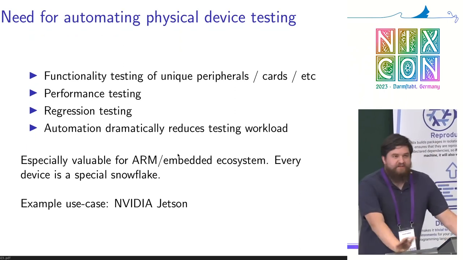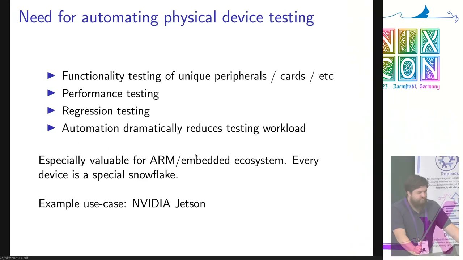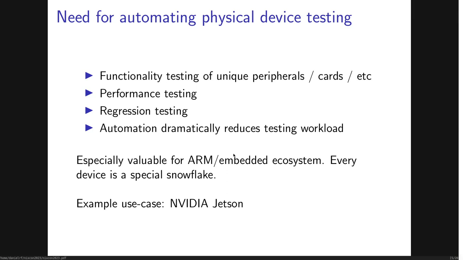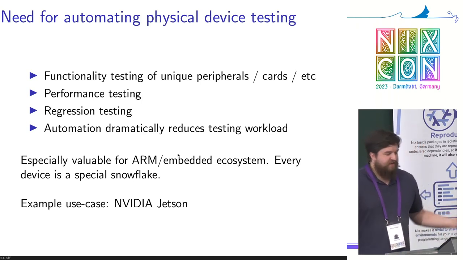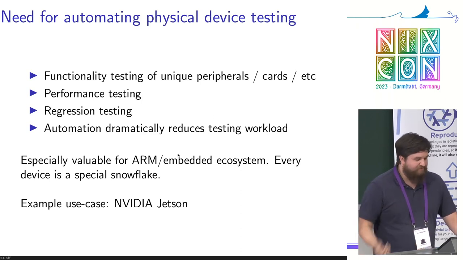So I would love to have something like that for physical devices. There's a limit to how much you can do with just VMs. At some point, there are certain things that you need the physical hardware to test on. So if you have unique peripherals or cards or something, you actually have to run it on the real machine. Additionally, for performance testing, if you want representative testing of the performance of various programs, you probably want to run it on the machine you actually need to have guarantees for performance about. As well, it'd be nice to be able to do regression testing and check if anything's breaking.